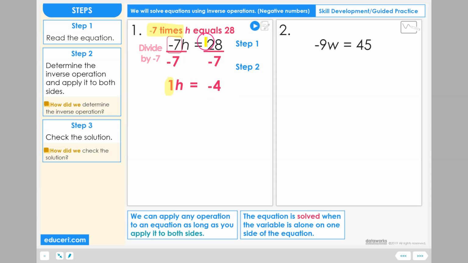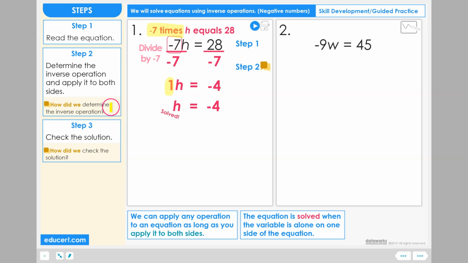And on the other side, we have a positive 28 and a -7, which means we are going to divide the values. 28 divided by 7 equals 4, and we are dividing different signs. A positive divided by a negative equals a negative. 1h is the same thing as just the variable h, so h equals -4 is the solution to our equation.